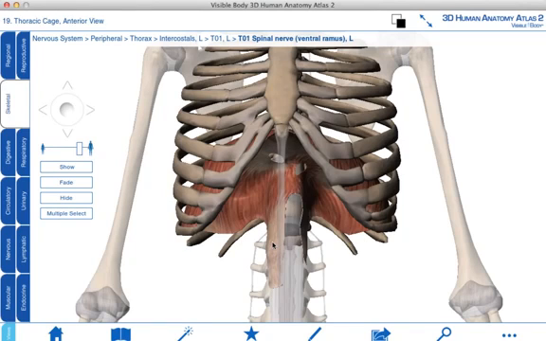In the next tutorial, we'll focus on other muscles which attach onto the bony thorax.